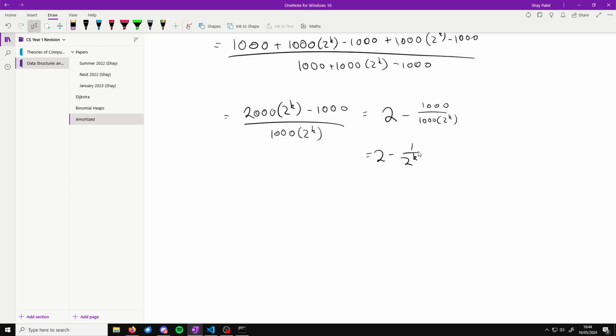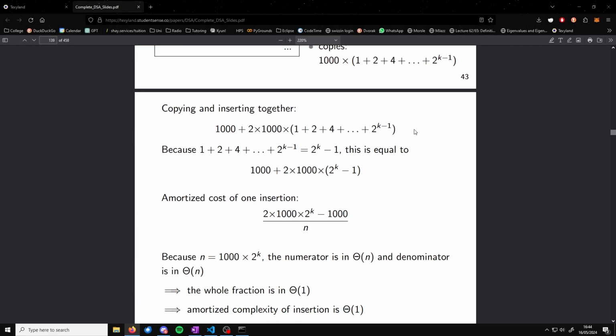Have I done anything wrong there? Let me know if I've done any illegal moves there. But I believe that's just 2 minus 2 to the minus k. Okay, so we're left with this cost per insertion. Hopefully that's similar to what we've got here.